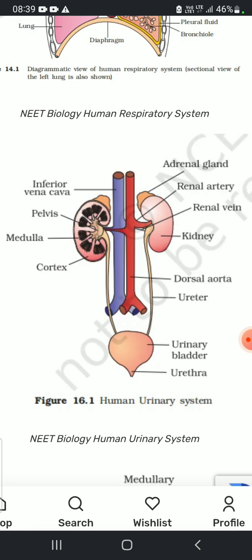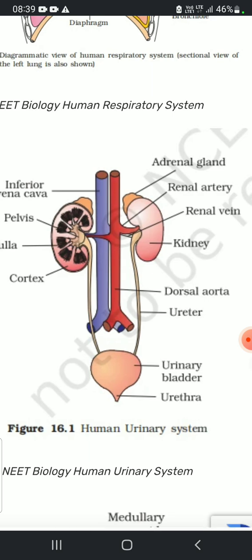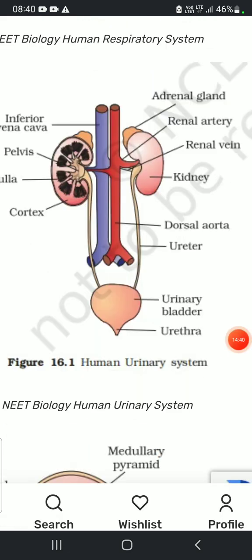Then we have urinary bladder which opens into the urethra, and ureter opens into the urinary bladder. Ureter, kidney is shown here. Then we can see the small renal vein is shown. Then renal artery is present. The important point here is that the renal artery contains the highest concentration of excretory waste, and the renal vein contains the least amount of excretory waste.